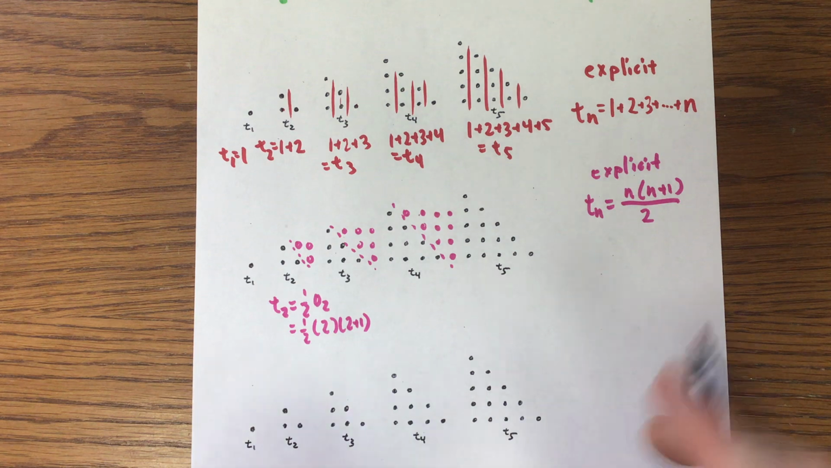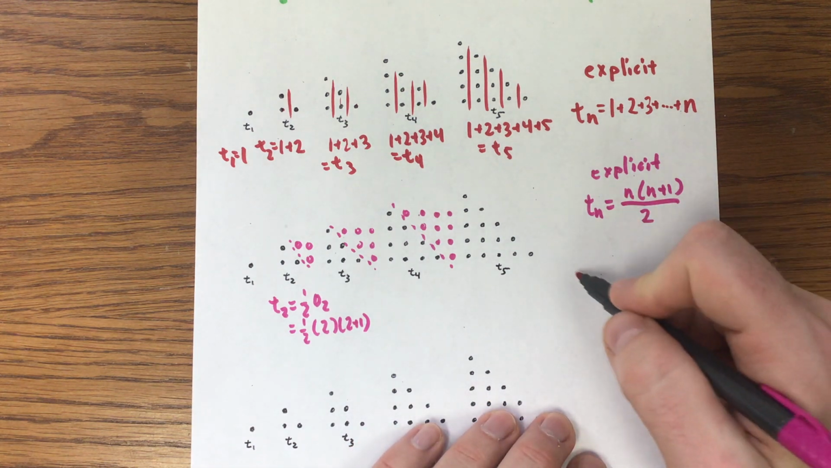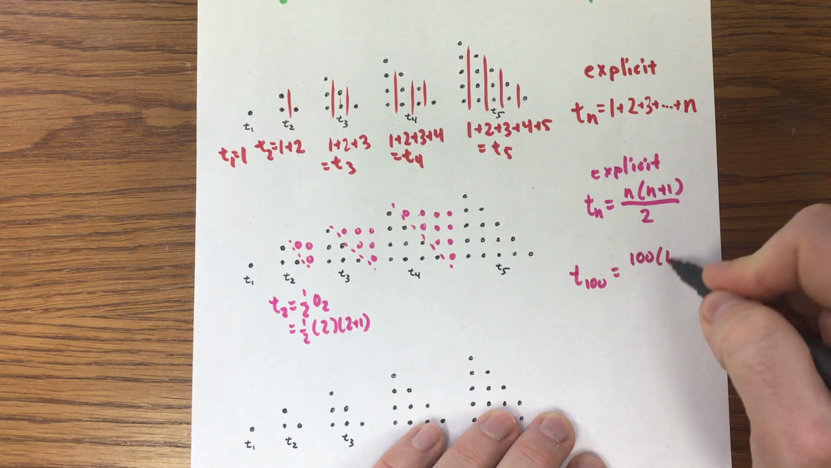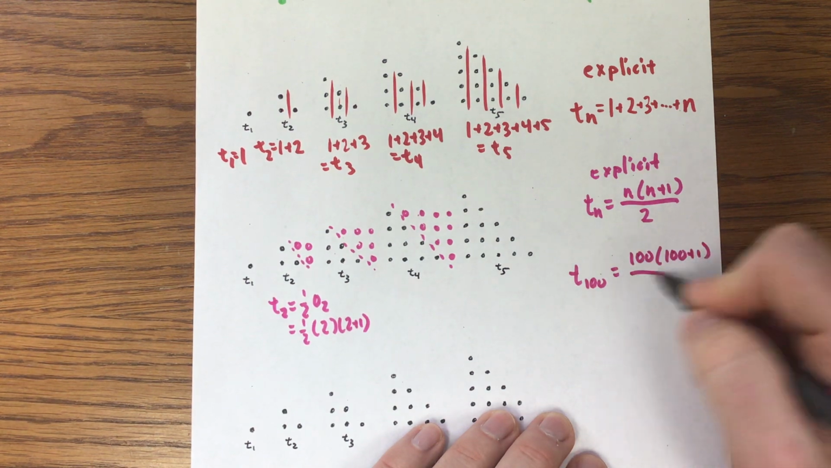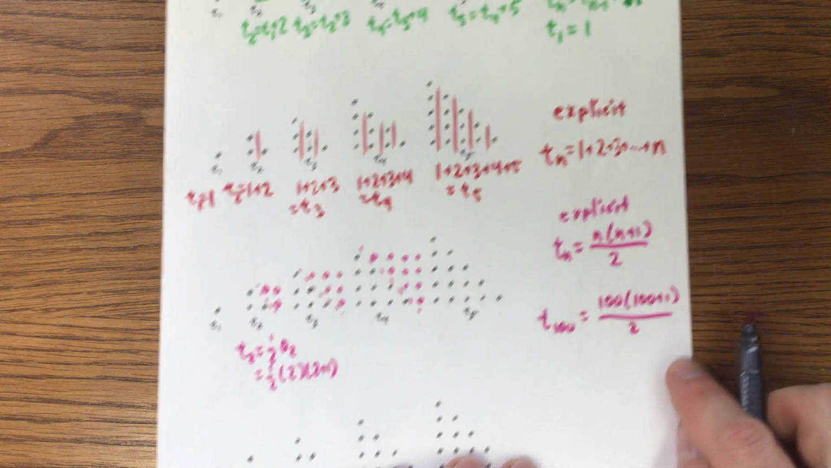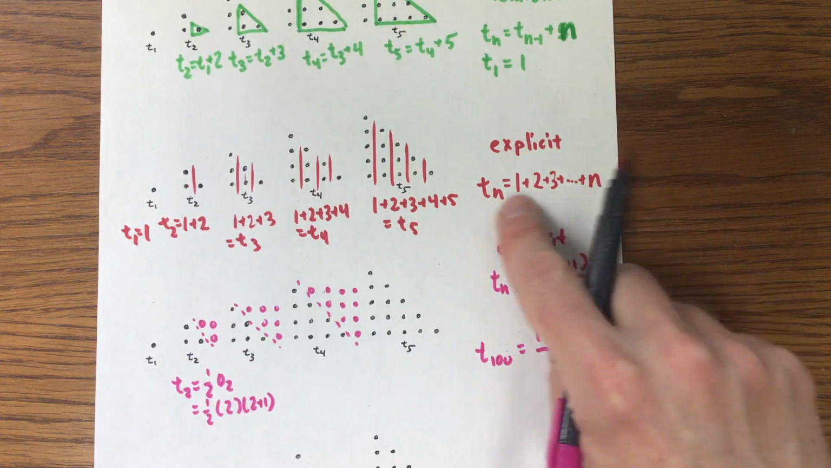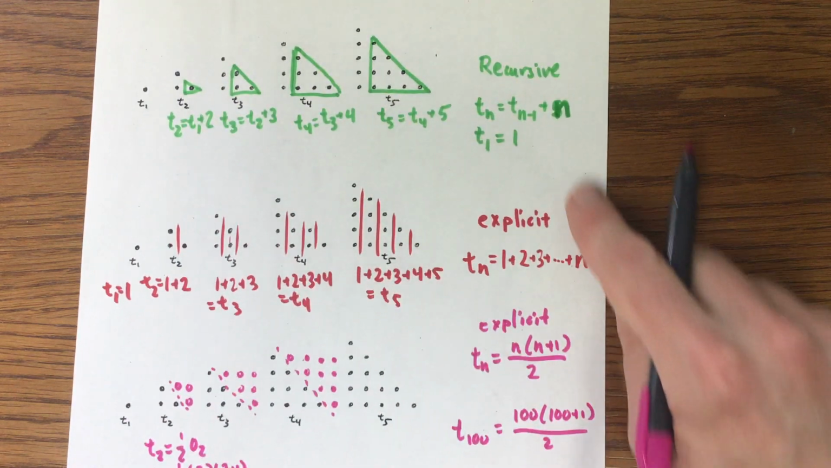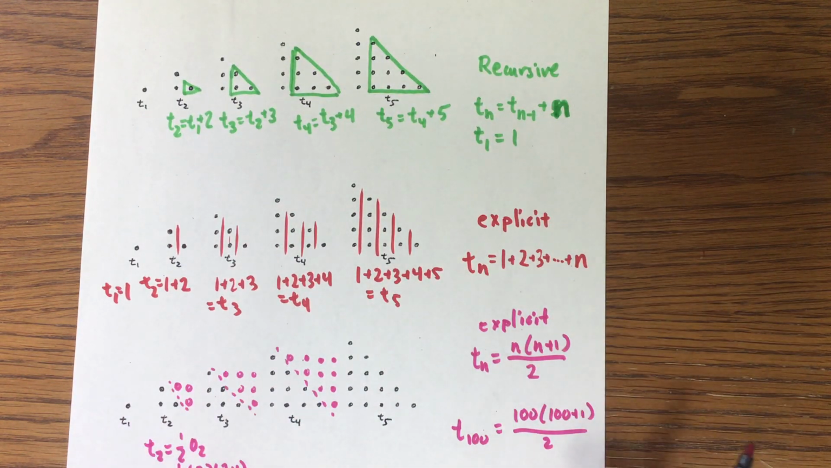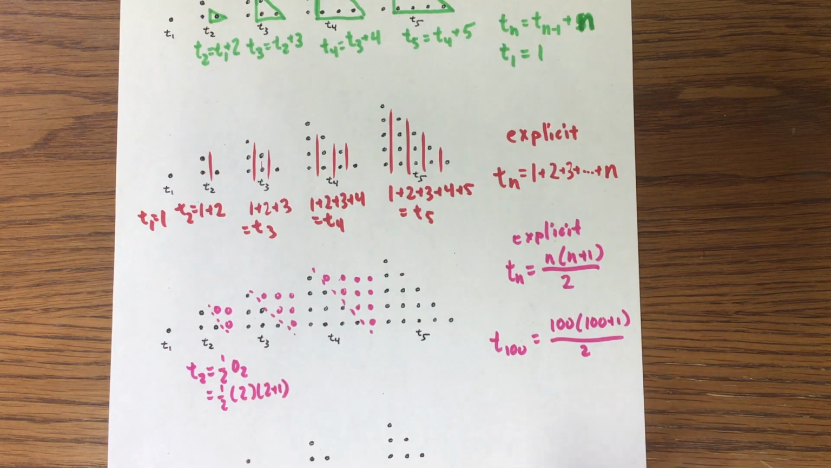Something else that's cool. Oh, so this is my favorite explicit formula. Now if I want to find T100, I can take 100 times 100 plus 1 and divide it by 2. And that is a lot easier to figure out than adding up all the natural numbers from 1 to 100, or figuring out what the 99th is and the 98th and the 97th, working my way back. So this is my favorite formula for the triangular number.